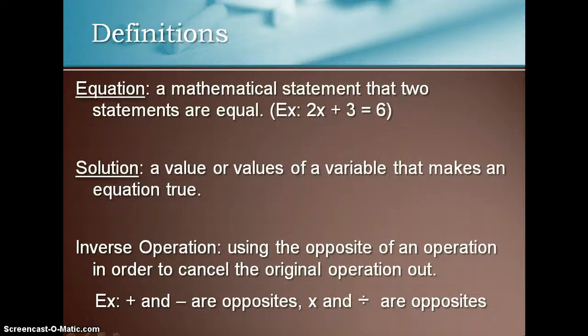So there's a couple definitions that you need to be aware of. An equation is a mathematical statement that two statements are equal. So 2x + 3 = 6 would be considered an equation. In order for it to be an equation, it has to have that equal symbol in it.